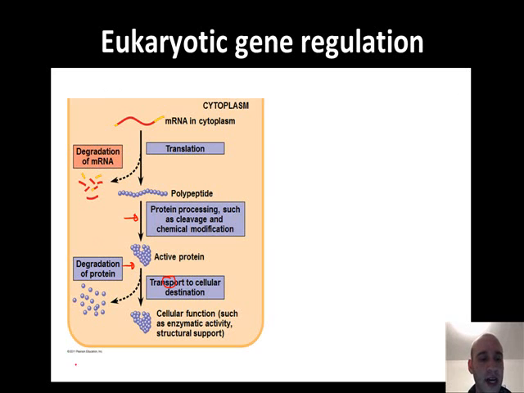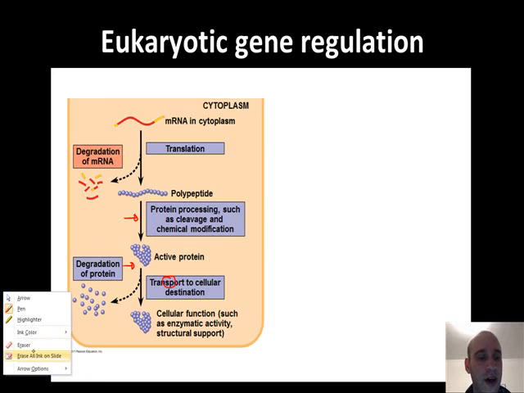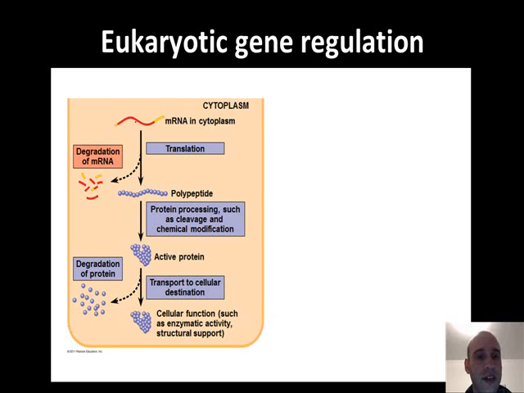And then once it's in the cytoplasm, we can regulate it after that point as well. We can see that mRNAs are degraded, actually broken down, and we'll look at that when we look at RNAi. And you can also see that proteins sometimes get chopped up by proteasomes. So there are a lot of different ways that we can regulate gene expression within eukaryotes.